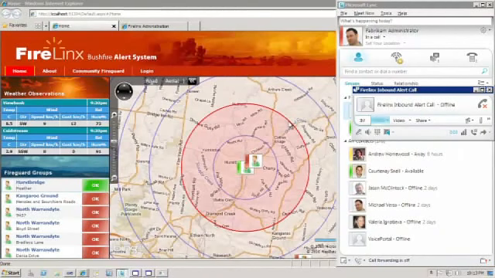Welcome to the Firelinks Bushfire Alert System. Please enter your Firelinks PIN.